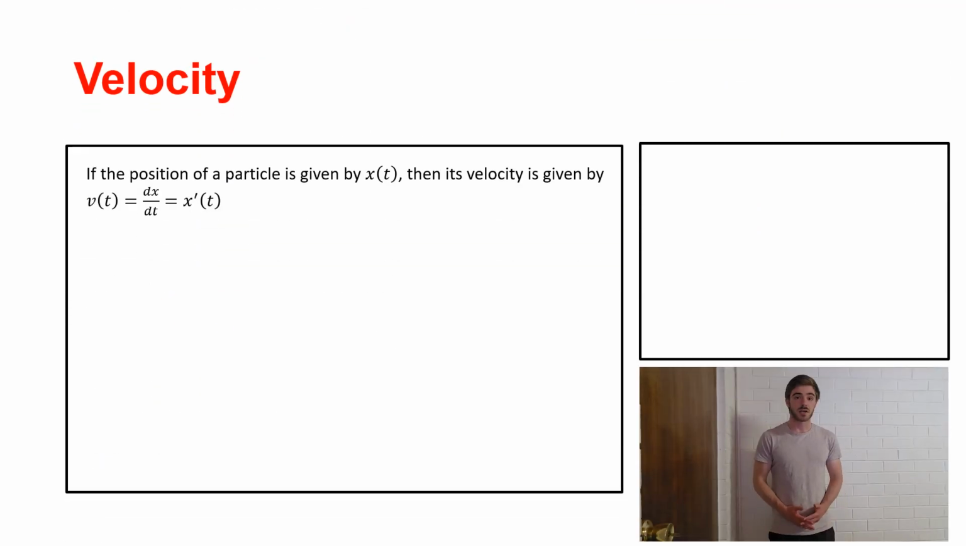Position and velocity are directly related to each other. In fact, velocity is specifically defined as the rate of change of position. Using derivative notation, you could describe this as dx on dt, or simply just x dash of t if you use function notation. Simply put, as long as you know the position equation of your particle, then you can also find its velocity equation by simply finding the derivative of the position.